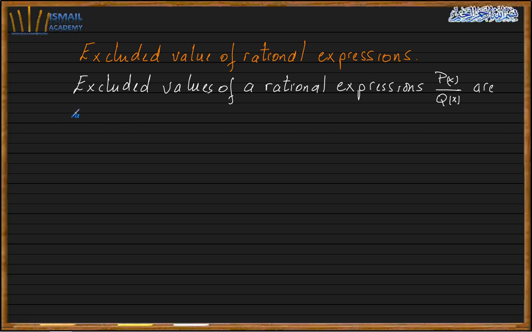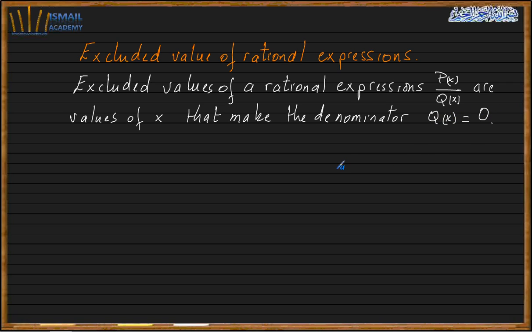of x that make the denominator, in our case q of x, equal 0. Let me give you an example so you can see the idea. But keep in mind, not all rational expressions have excluded values. Some of them don't, and I will show you an example here.